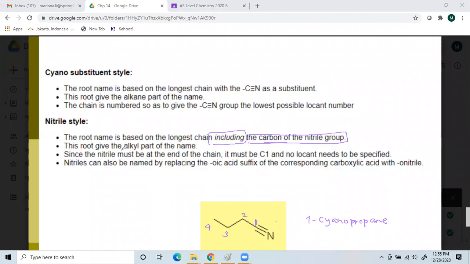The root gives the alkyl part of the name. Since the nitrile must be at the end of the chain, it must be C1 and no locant needs to be specified. Nitriles can also be named by replacing the oic acid suffix of the corresponding carboxylic acid with o-nitrile. So this would be named as butanenitrile. Butanoic acid becomes butanenitrile.